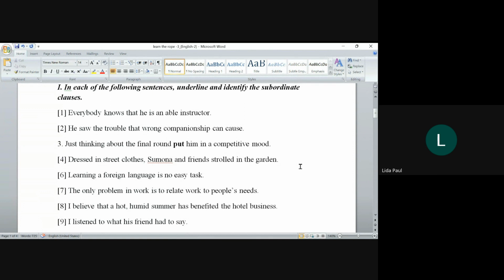Sixth one. Learning a foreign language is no easy task. Example of a simple sentence again. But a simple sentence which within it has a subordinating clause as the subject of the sentence.